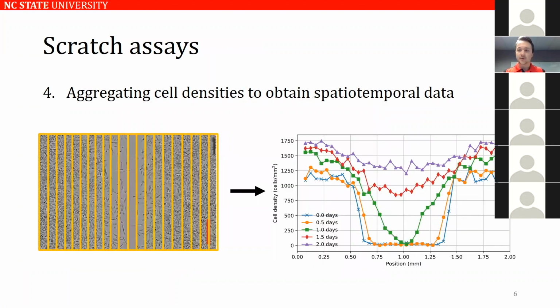Using either manual cell counts or a computer vision algorithm like the tracer that Erica was talking about earlier, you can aggregate individual cell counts in these vertical columns shown on the left and get 1D spatiotemporal data across your different time measurements or images that you've taken in time to create these data surfaces.